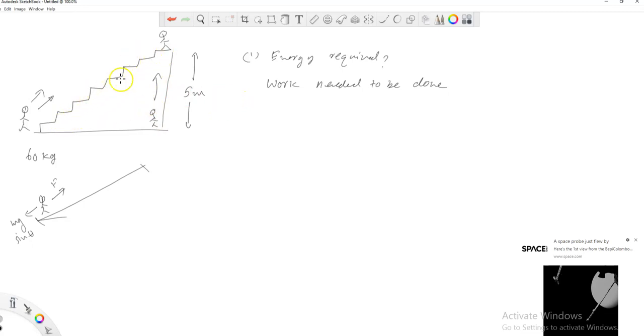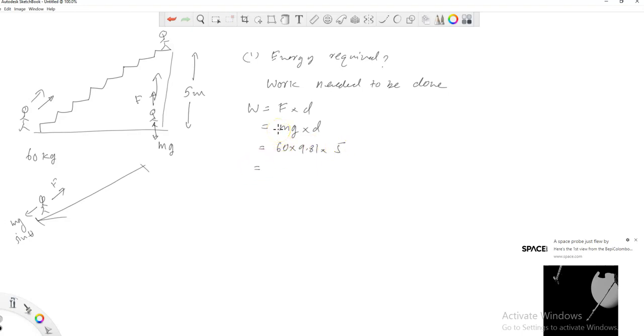He's using the steps because it's easier to do it that way, but the amount of energy he has to spend is theoretically the same as climbing straight up. So if you do that, you have the body weight mg, you have to apply an equal amount of force and multiply that force by 5 meters. So the work will be force times distance, which is mg times distance, which is 60 times 9.81 times 5.